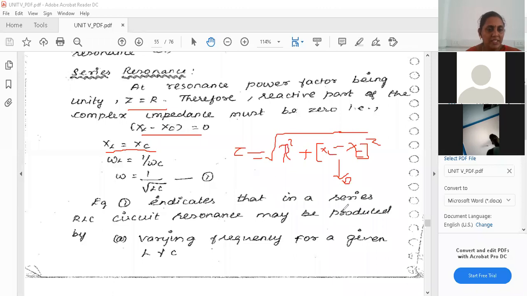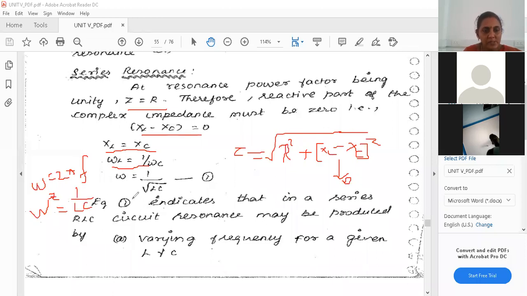XL is equal to omega L, right? What is omega? Omega is the angular frequency. I can define omega as equal to 2 pi f, where f is the frequency of the circuit. Omega L is equal to 1 by omega C, or I can write this expression as omega square is equal to 1 by LC.